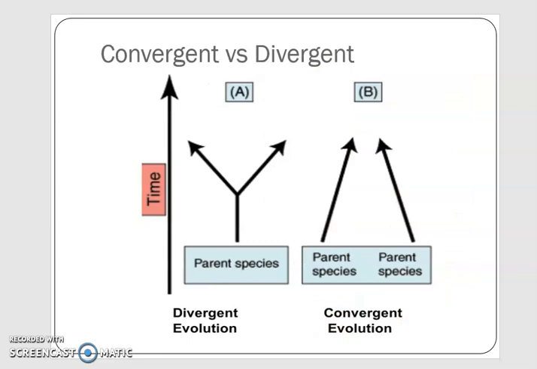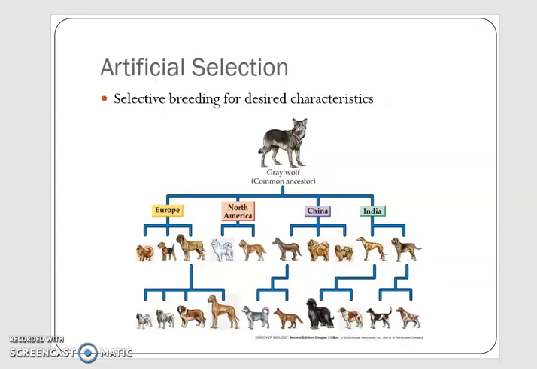Convergent and divergent evolution. Convergent evolution is going to be on the right, where you have two parent species that converge to become more similar over time. And then divergent evolution, you have the same common parent species, but then they get more different over time instead of more similar like with convergent evolution.